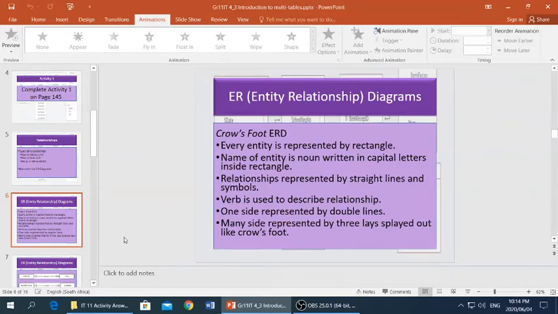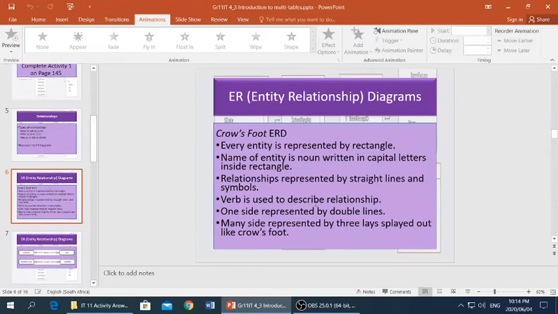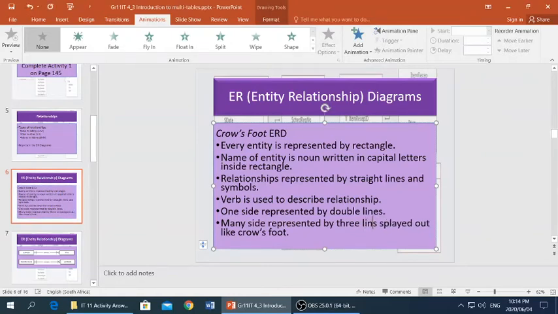Every entity is represented by a rectangle. The name of the entity is a noun written in capital letters inside the rectangle. The relationship is represented by straight lines and symbols. You use a verb to describe the relationship. The one side is represented by double lines, and the many side is represented by three lines splayed out like a crow's foot. So I think that should be three lines splayed out. I'll say that. Lines splayed out like a crow's foot.